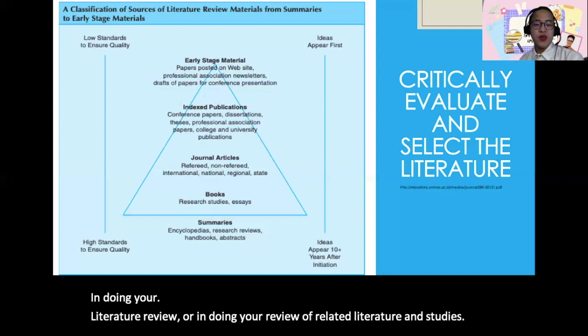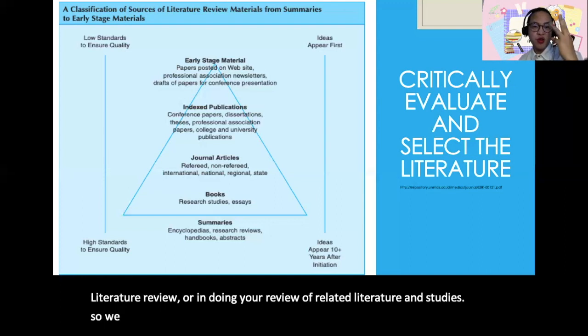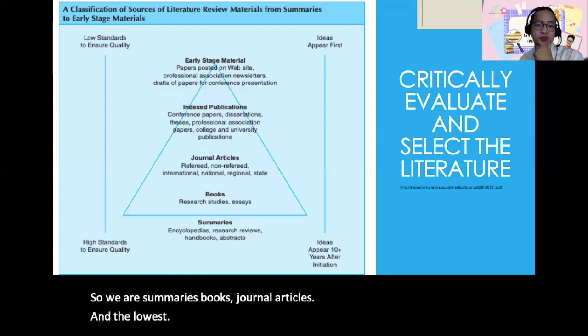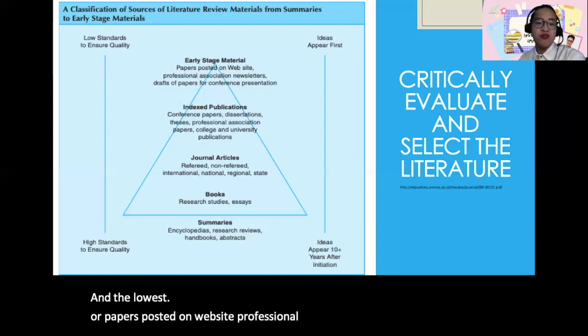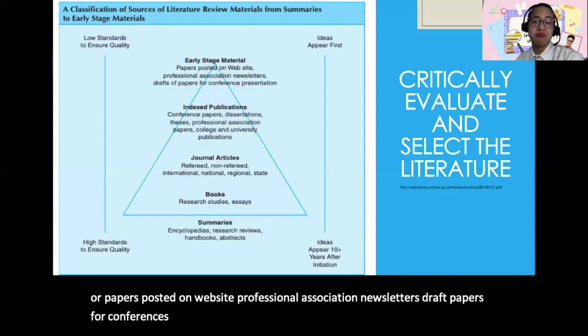Okay, so we have summaries, books, journal articles. And the lowest are papers posted on websites, professional association newsletters, drafts of papers for conference presentation. Okay.